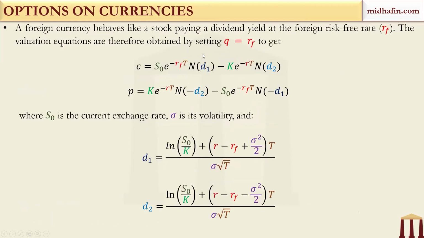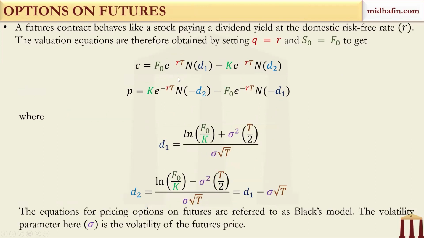And the same thing has been shown here. You see, foreign currency risk-free rate discounts the S naught. Here also RF is subtracted. For futures, of course, you have the futures price, F naught, not the S naught. So F naught is discounted at the risk-free rate. K is discounted at the risk-free rate because the risk-free rate is the return on the futures contract.